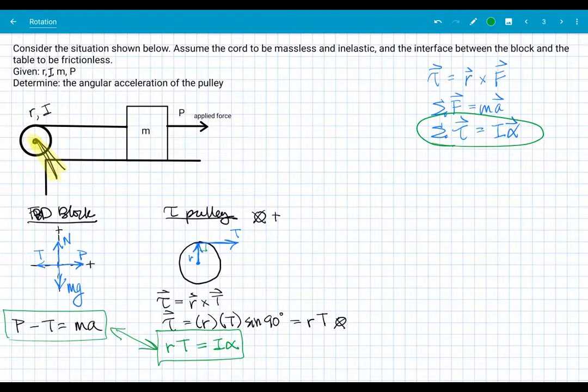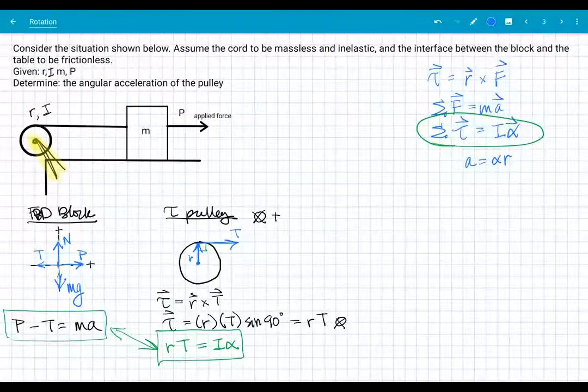There's one little thing I'm missing here though, and that is, how do I relate A and alpha? So we still need to think about that. Think for a moment, how do alpha and A relate? We can add that to our list of equations if you want. All right, so relating A and alpha here. Now we're being asked to solve for alpha. So I want to substitute in for that in my block equation. We're not being asked to solve for A.